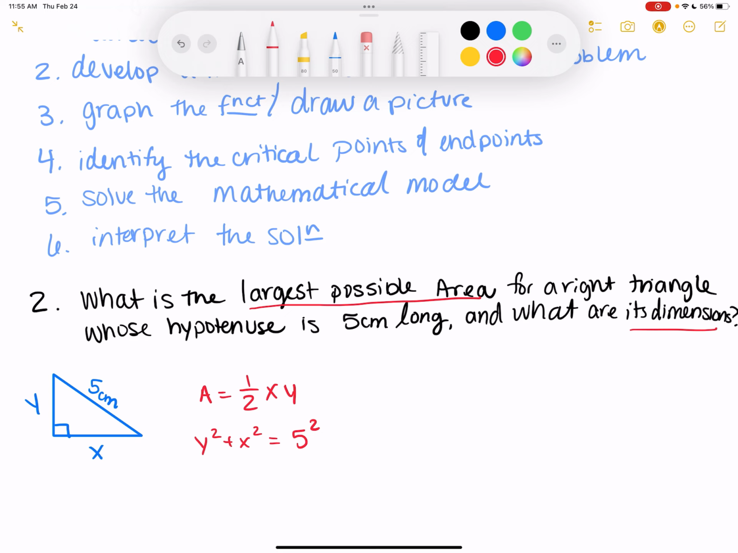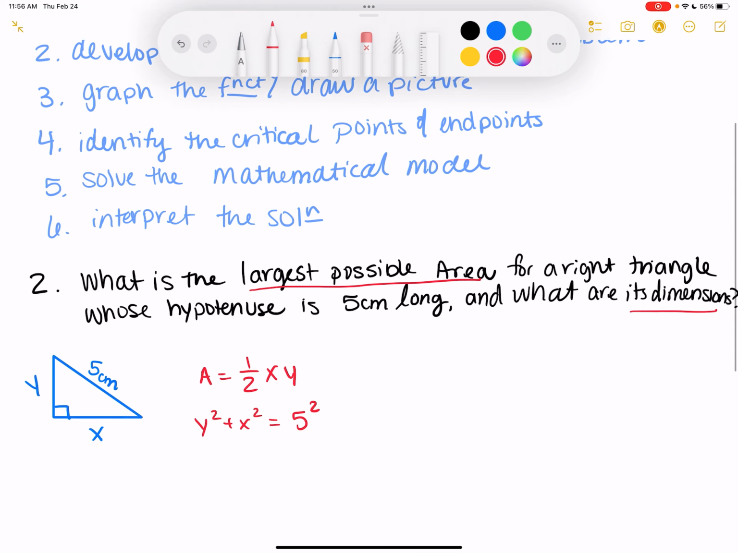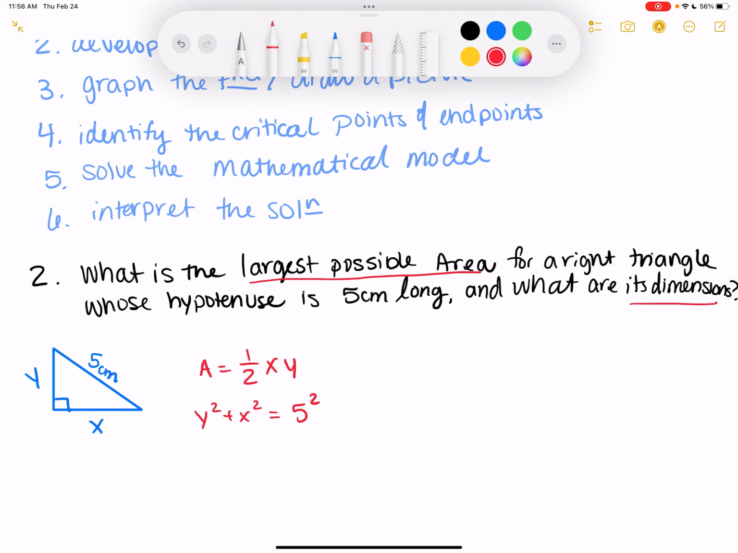If it had given me an angle, I could have used that route. I don't know what those angles are, other than the 90-degree one, which is why I can't do that. So I want to solve for one of these variables that I can use to plug in here. I'm going to do y since I wrote that one first. So y is equal to the square root of 25 minus x squared.